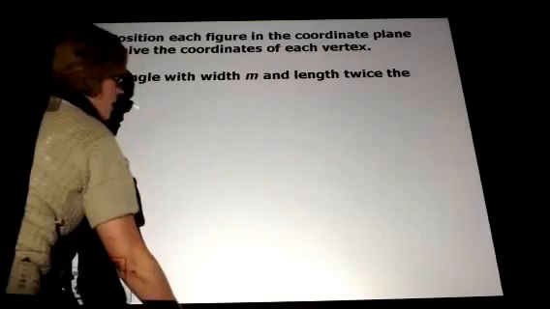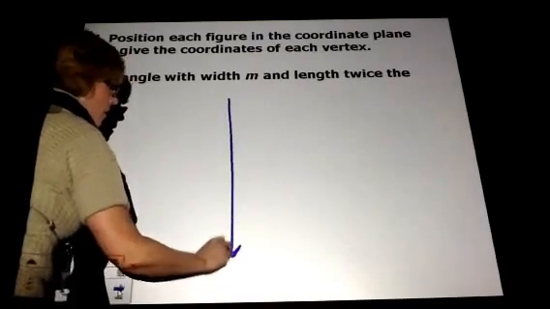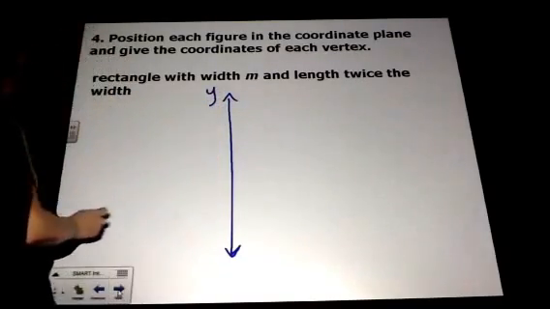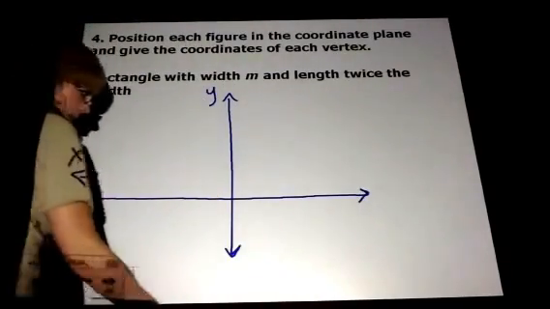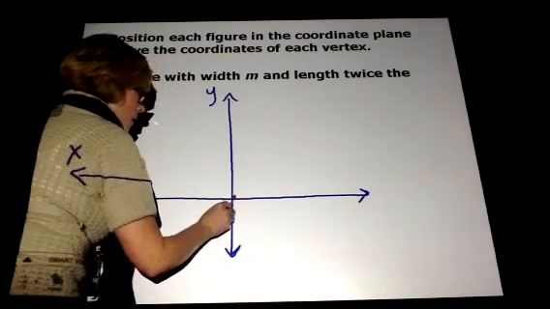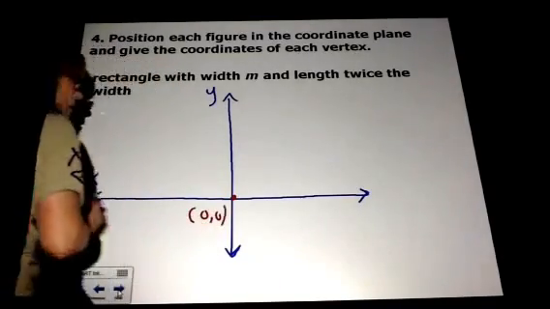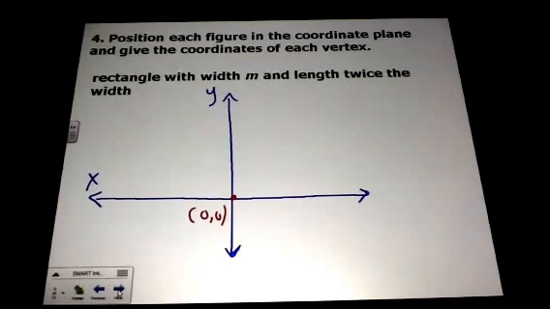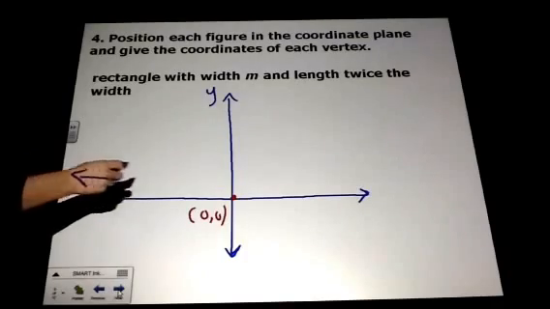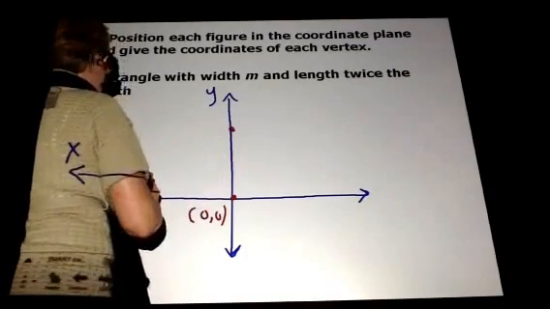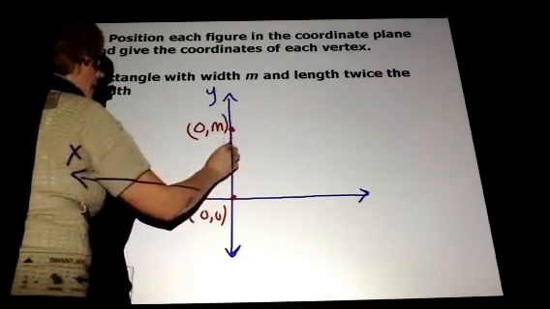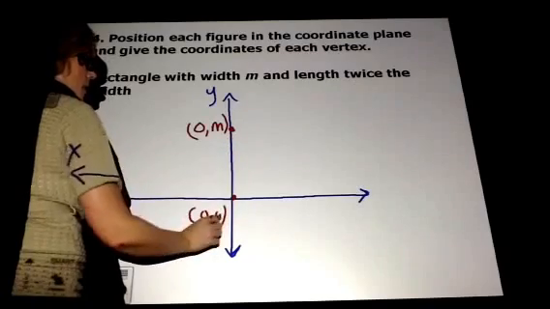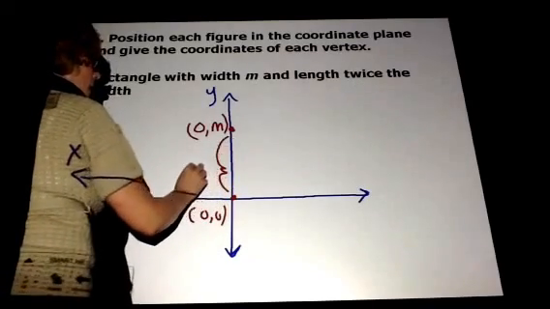All right, so we're just going to position still. So let's make our y-axis and our x-axis. We always want to start here at the origin. There's 0, 0. Okay, so let's see. The width is going to be m. So this is going to be my width. So this will be 0, m. How do I know that? Because the measurement of this distance here is m.